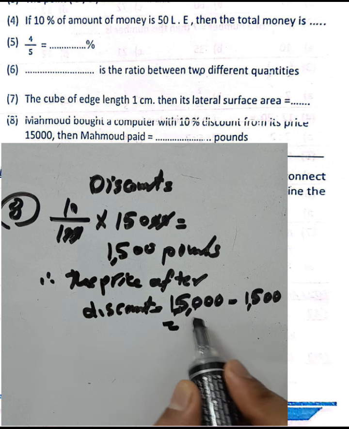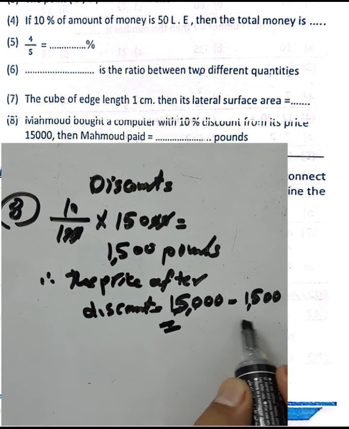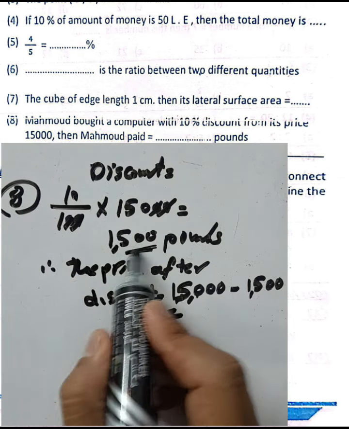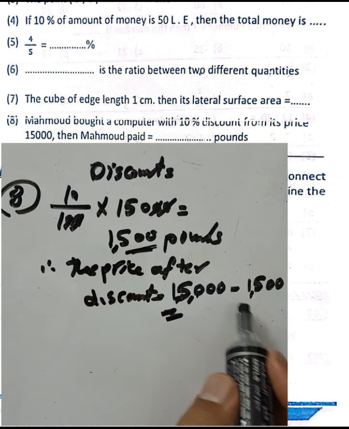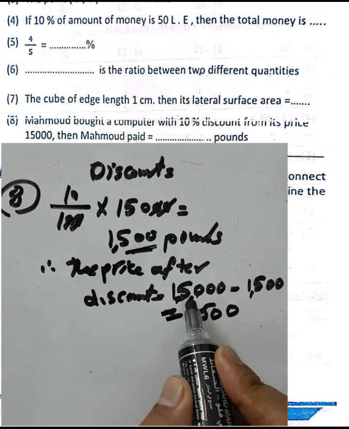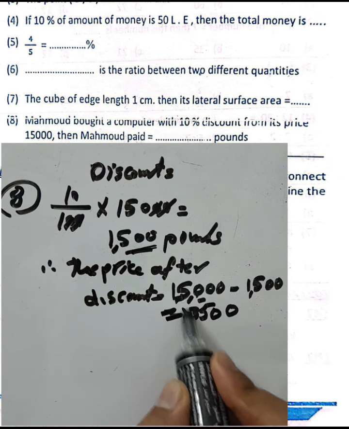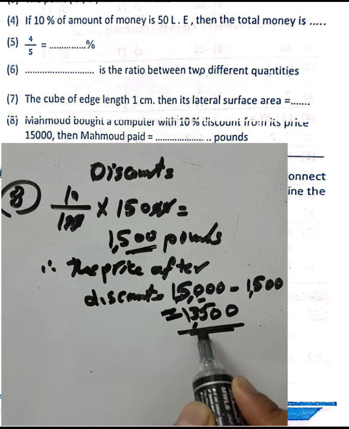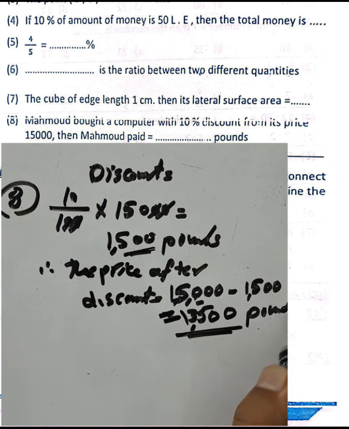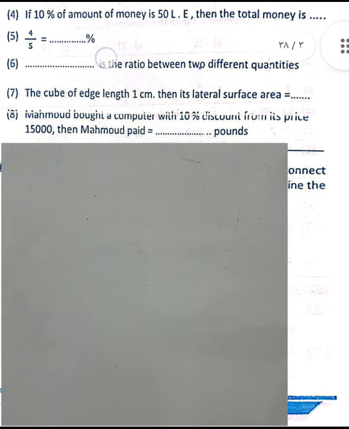15,000 minus 1,500, because the discount was 1,500. 0 minus 0 equals 0. 0 minus 0 equals 0. 10 minus 5 equals 5. 4 minus 1 equals 3. Then the price will be 13,500 pounds. Okay, understood? Next question.